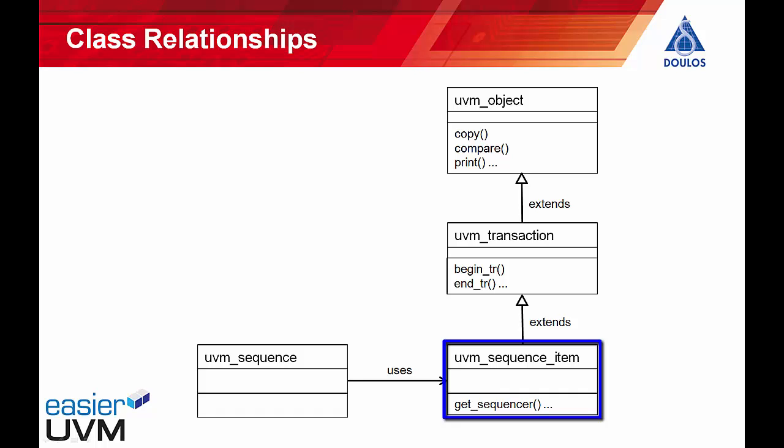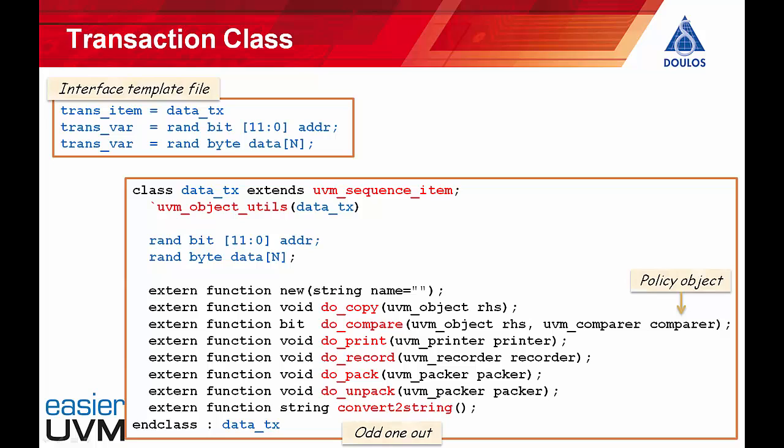And the reason for that is if you want to generate transactions from sequences, they need to be UVM sequence items, because the UVM sequence class uses the UVM sequence item class. So even though the other classes UVM object and UVM transaction certainly have their uses and are used internally within UVM, when it comes to creating user-defined transaction classes, you should always extend UVM sequence item. So let's take a look at doing that.